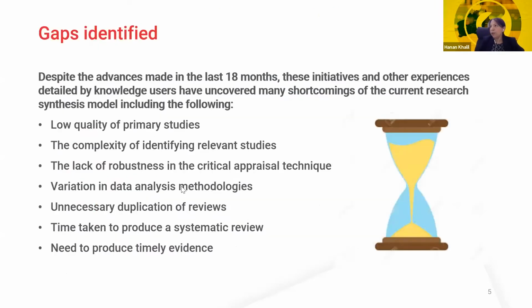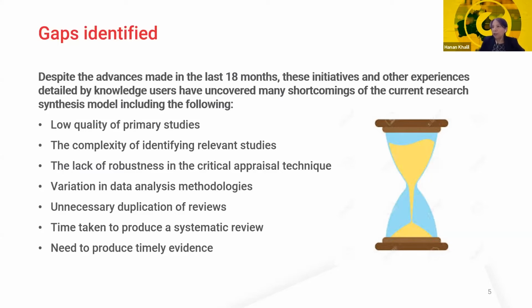But for the time being, looking at what has been published and the initiatives, we found similar to what Zach mentioned in his previous talk. Despite the advances made in the last 18 months, these initiatives and other experiences detailed by knowledge users have uncovered many shortcomings of the current research synthesis, including the low quality of primary studies, the complexity of identifying even relevant studies, the lack of robustness in critical appraisal techniques, variation in data analysis in some of the methodologies, and really the time taken to produce systematic reviews.